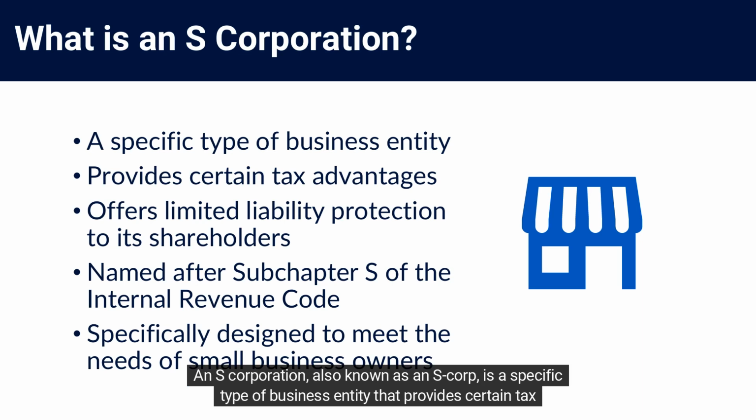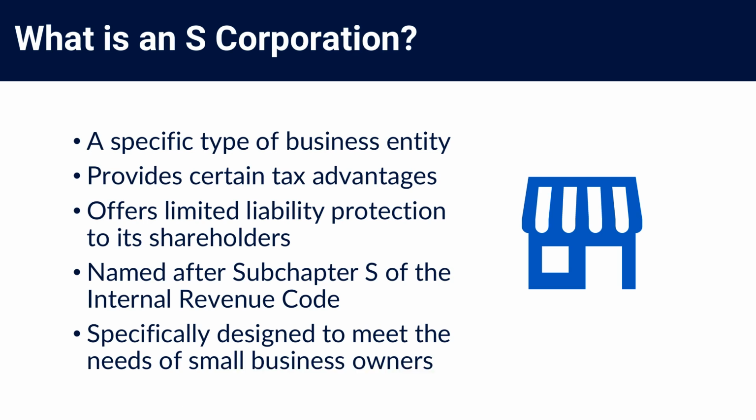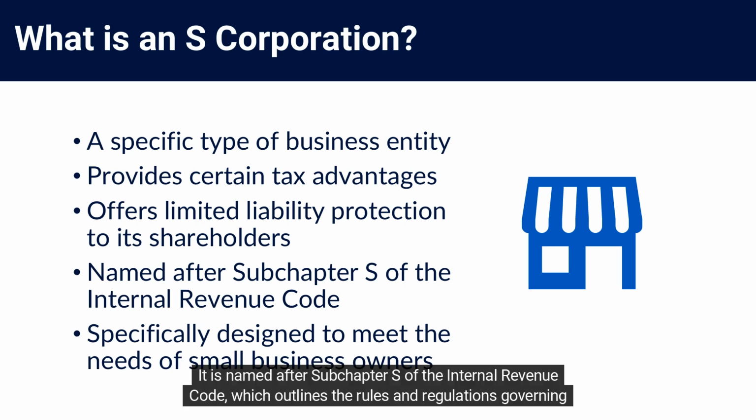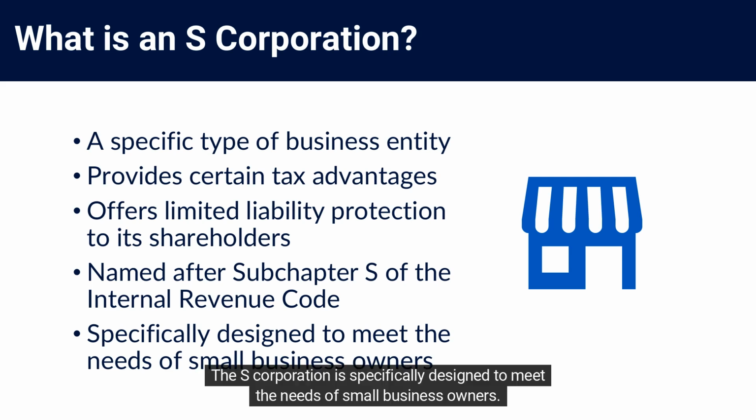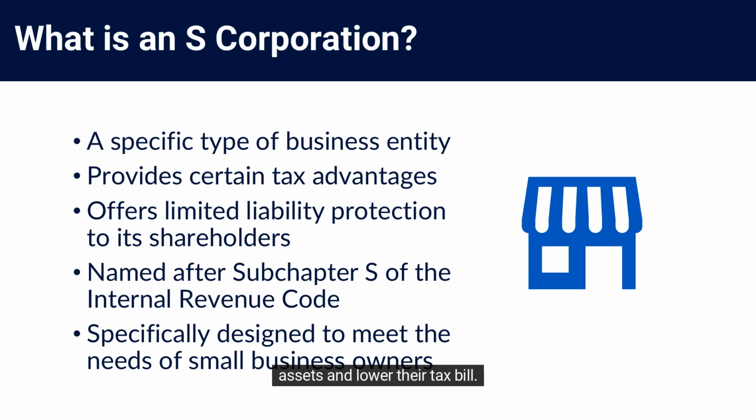An S corporation, also known as an S corp, is a specific type of business entity that provides certain tax advantages while also offering limited liability protection to its shareholders. It is named after Subchapter S of the Internal Revenue Code, which outlines the rules and regulations governing this type of corporation. The S corporation is specifically designed to meet the needs of small business owners. Accordingly, it can often be a great choice for child care business owners who want to protect their personal assets and lower their tax bill.